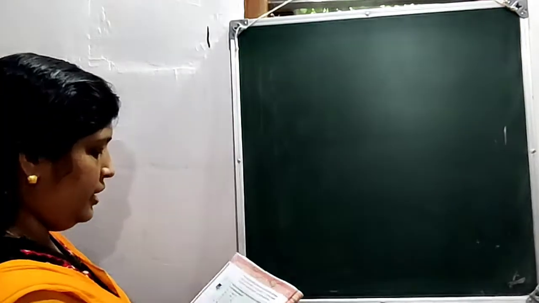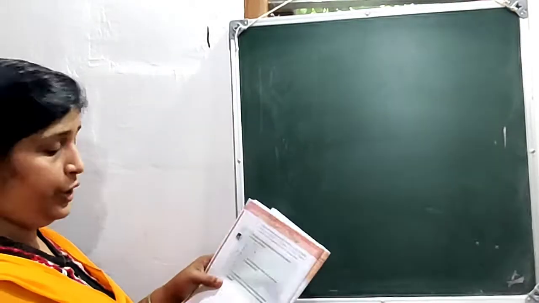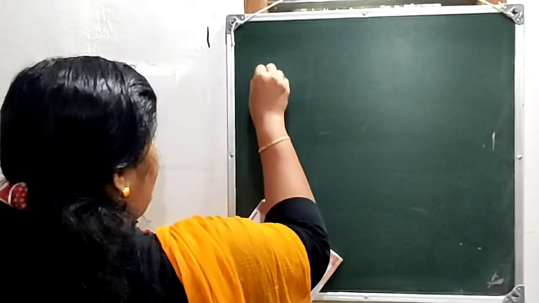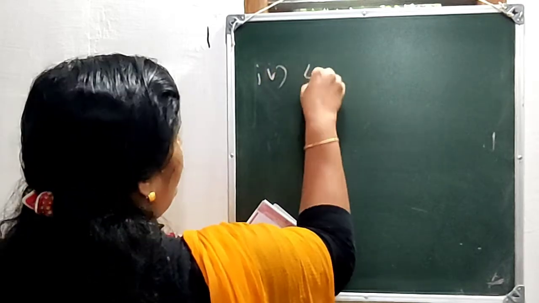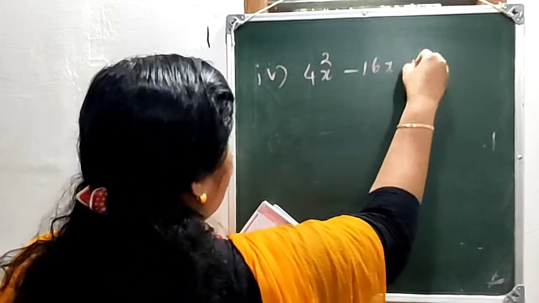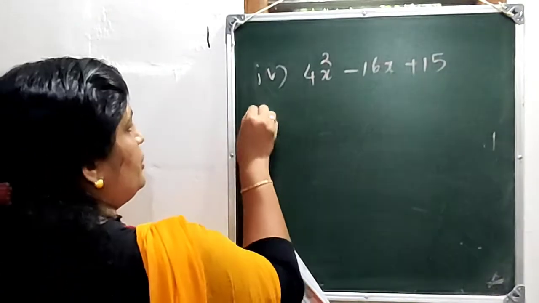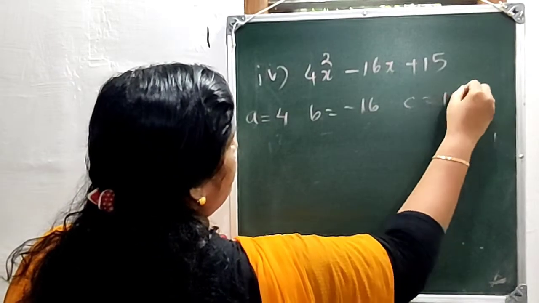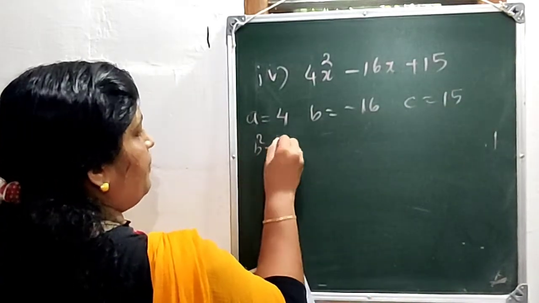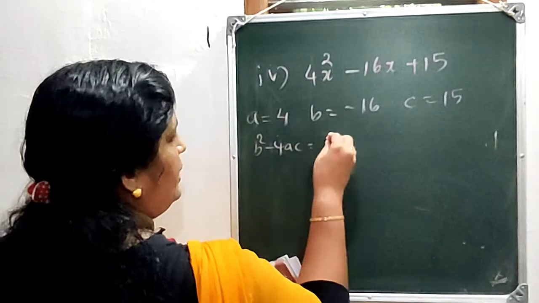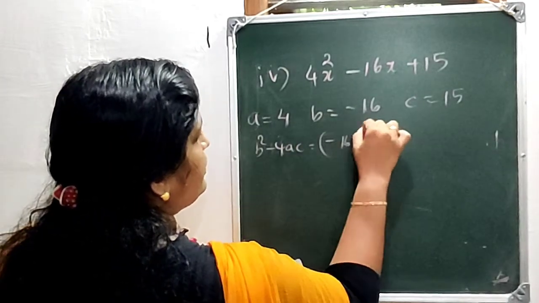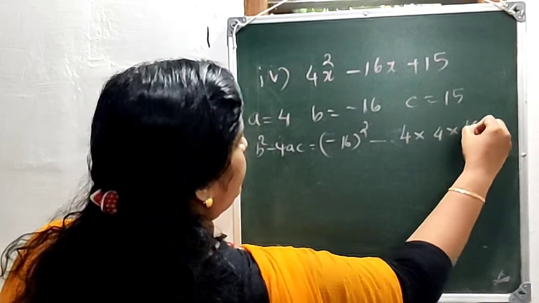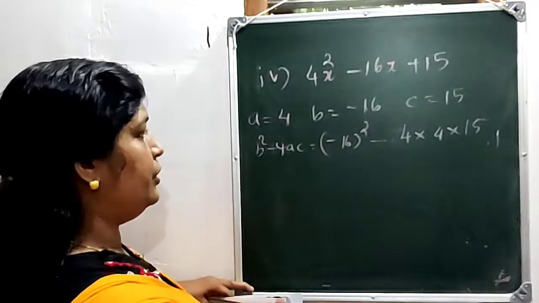Okay, I am going to do the fourth one in page number 242. That is first question, fourth sub question. The question is like this: 4x square minus 16x plus 15. Okay, this is the question. So write a, b, c. a is equal to 4, b is equal to negative 16 and c is equal to 15. First find out b square minus 4ac. What is b square minus 4ac? That is negative 16 whole square minus 4 into 4 into 15.